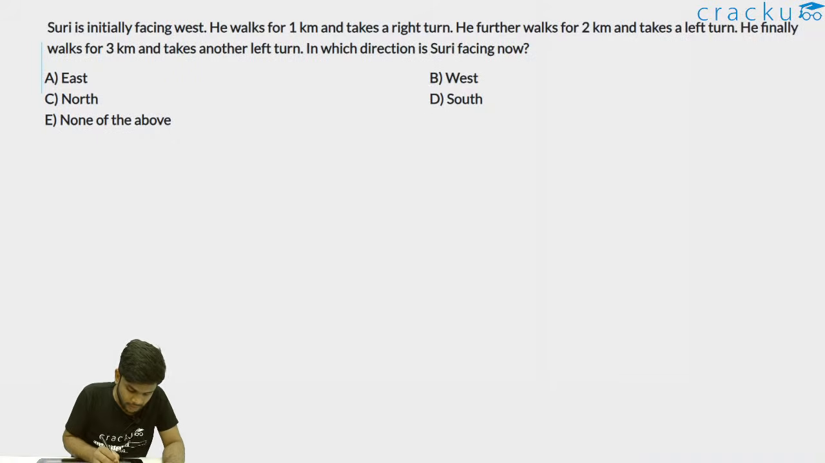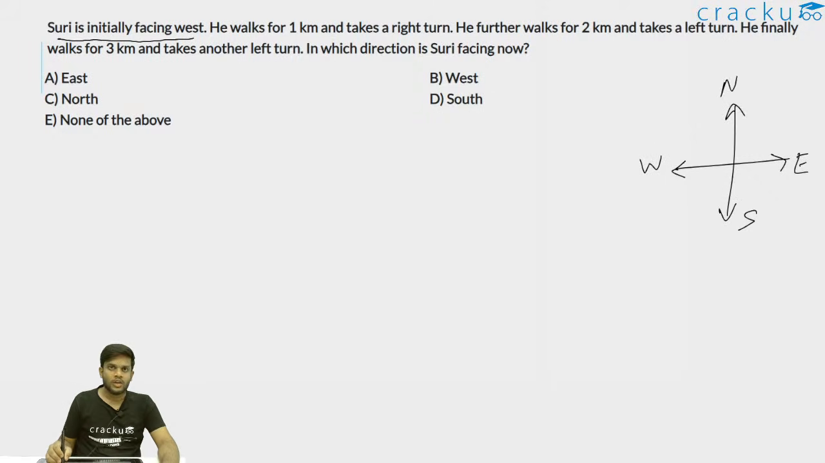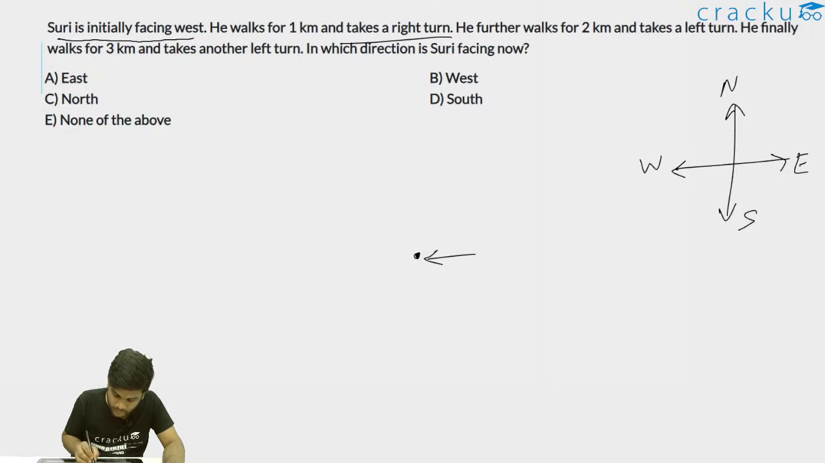Let's look at it. In this question, it is saying that Suri is initially facing west. So again, this is east, this is west, this is north, and this is south. Suri is initially facing west. So he is standing here and he is facing west. He walks for 1 kilometer and takes a right turn. So he walks 1 kilometer in the west and then takes a right turn.